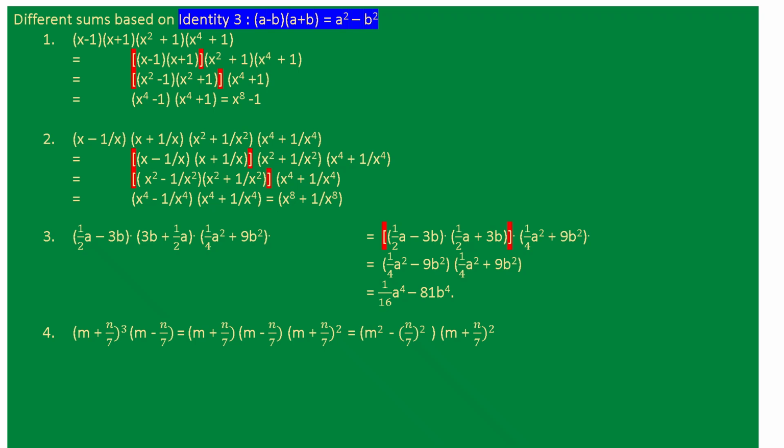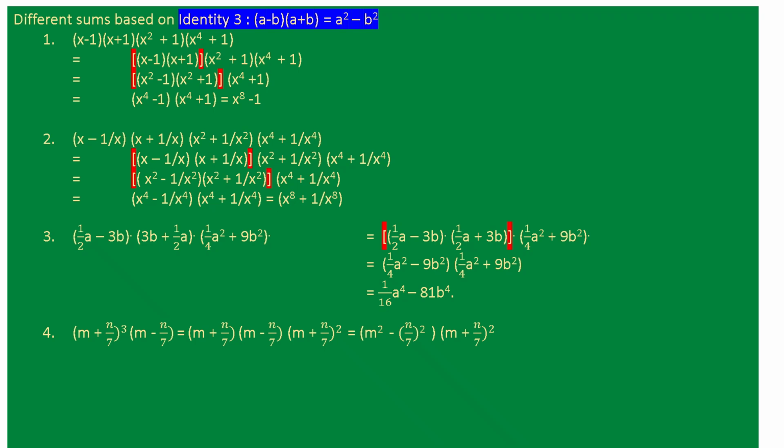Let's look into sum number 2. It has got a similar construct. There are four different expressions. We need to find the product of them. The first two will adhere to identity 3. You need to find the resultant of it first, and then the resultant with the expression 3. Once again, it will satisfy identity 3. Once again, you need to find the product with the fourth expression and you get the final answer.